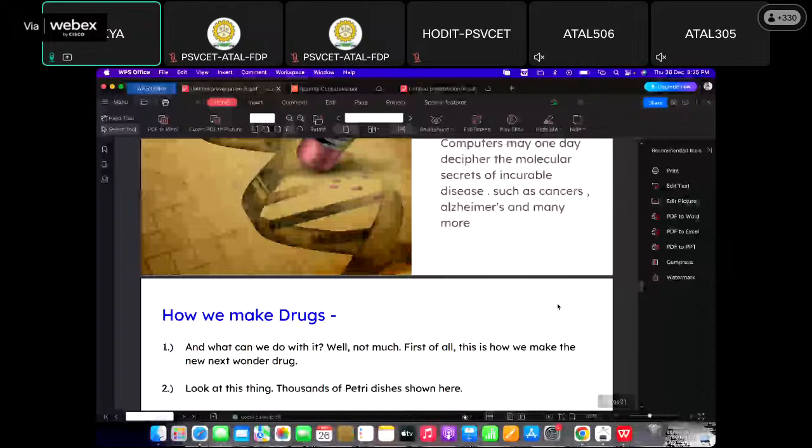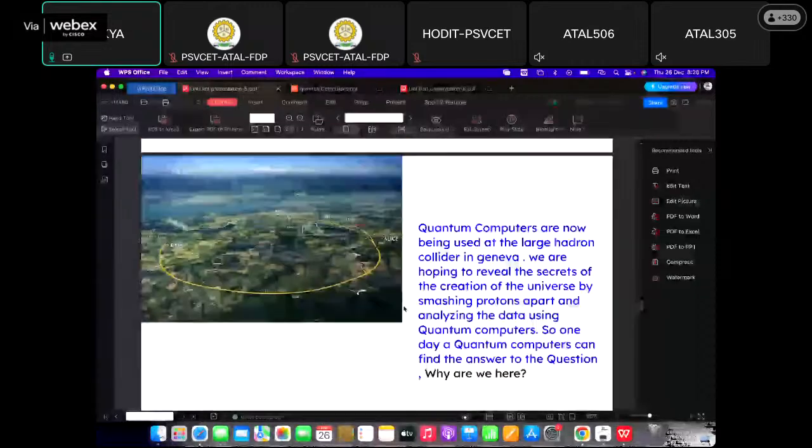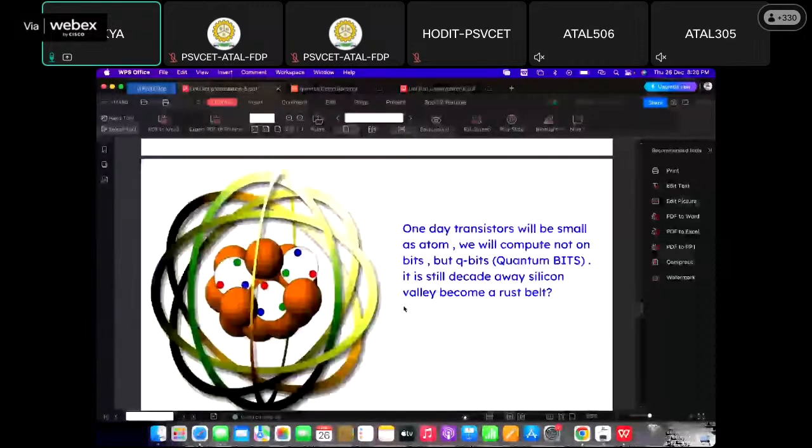Even one day, transistors will be as small as atoms, and we will compute not on bits but qubits, that is quantum bits. And it is still a decade away. Silicon Valley became a rust belt.